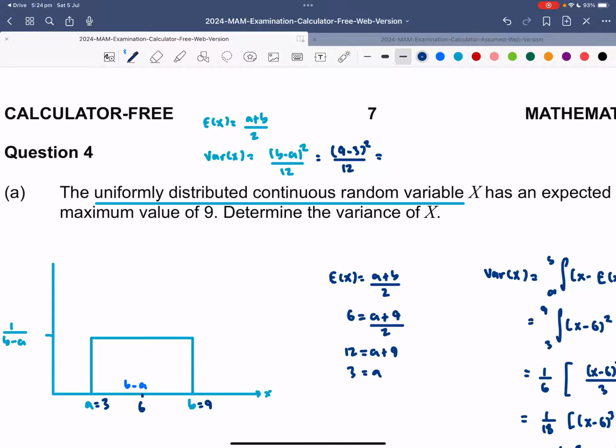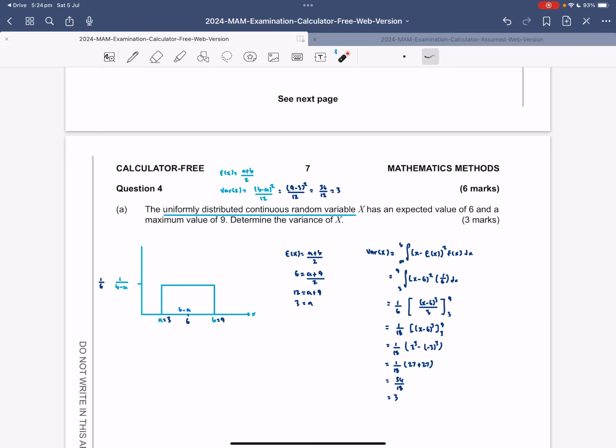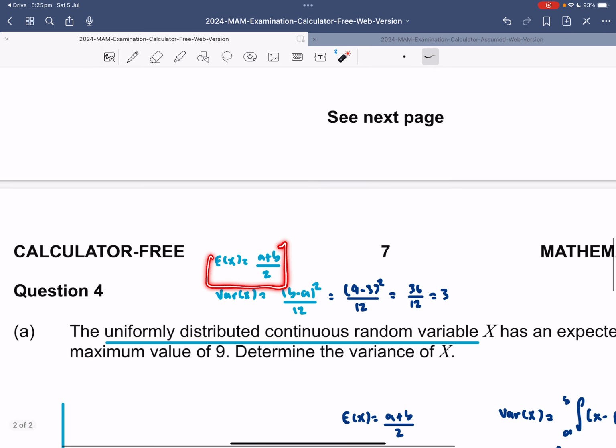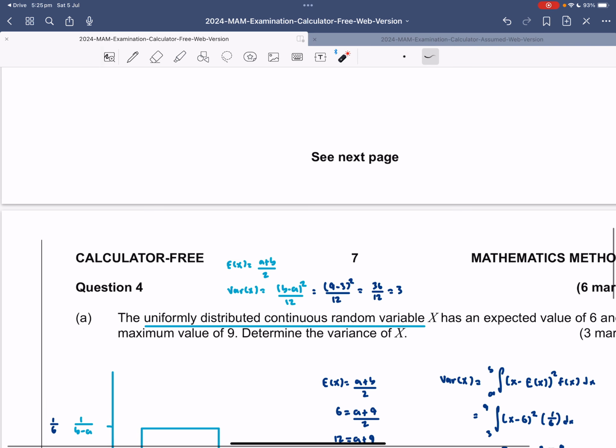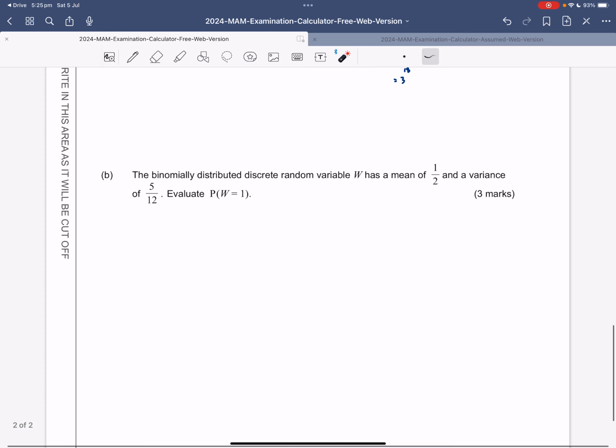9 take 3 is 6. 6 squared is 36. 36 divided by 12 is 3. There you go, confirming that I did get a variance of 3. So it's a good way to double check your answer, but I don't think you're allowed to just use that formula straight away. You're allowed to use this formula because that shows that the expected value is in the middle because it's symmetrical, but you just can't use the variance formula straight away.